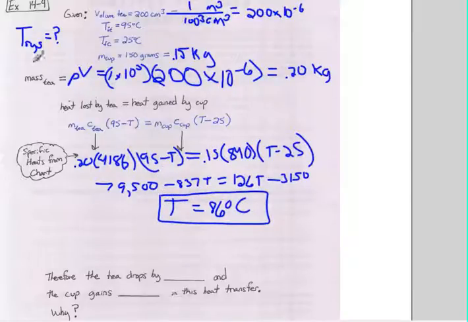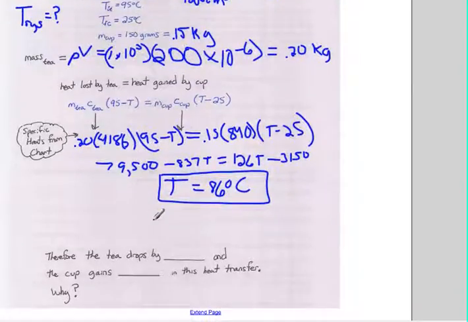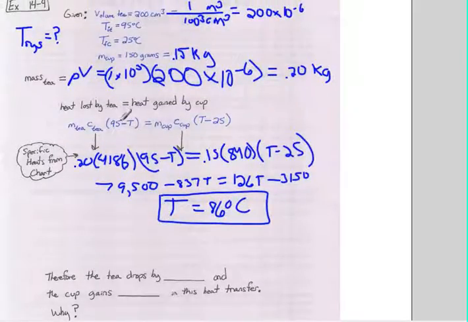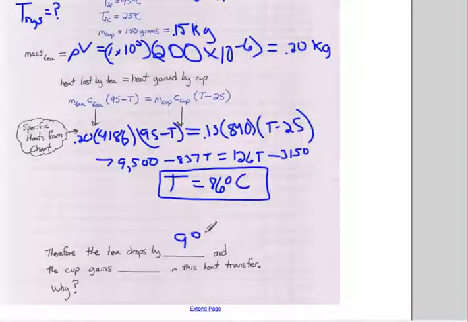So let's remember what that was. That was the temperature of the system, so you want to interpret that carefully. Therefore the temperature drops by, if you go back up to your original part, 95 minus 86, what is that, 9 degrees? So the temperature only drops by 9 degrees in this heat transfer.